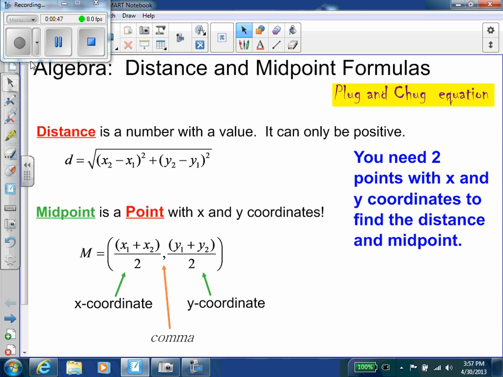The next one is finding the midpoint between 2 points. That is actually a point. You are going to find a point. It's not a distance. You're actually going to get an x and a y coordinate. It's going to be written with parentheses with a comma in between, and you will have an x coordinate and a y coordinate.